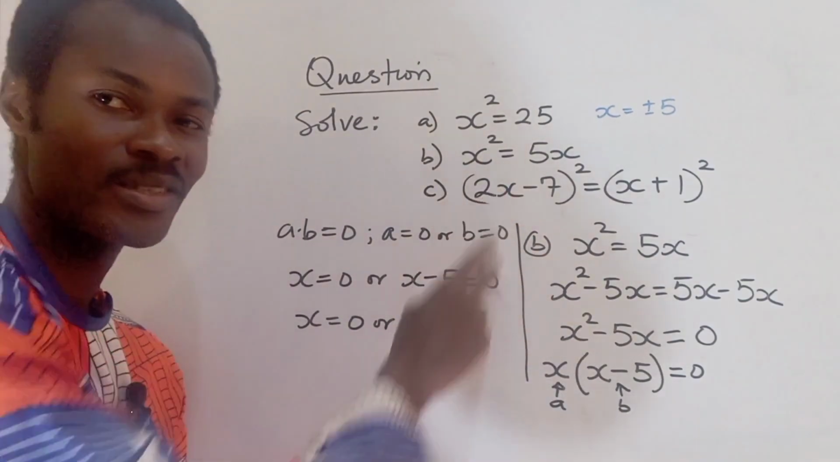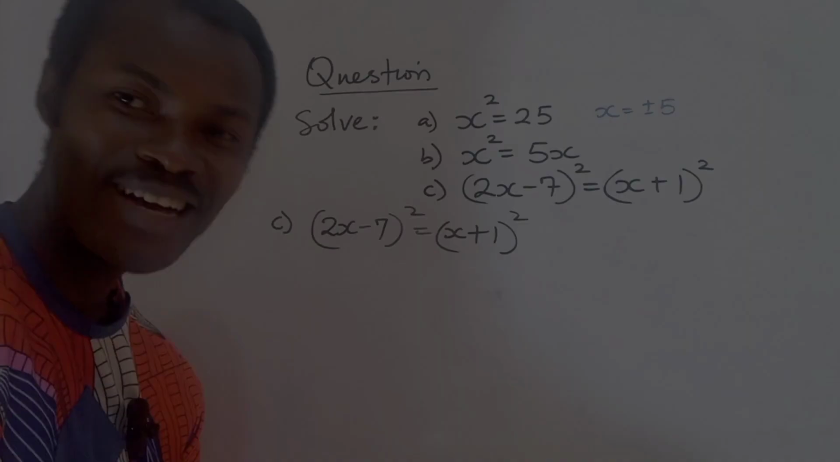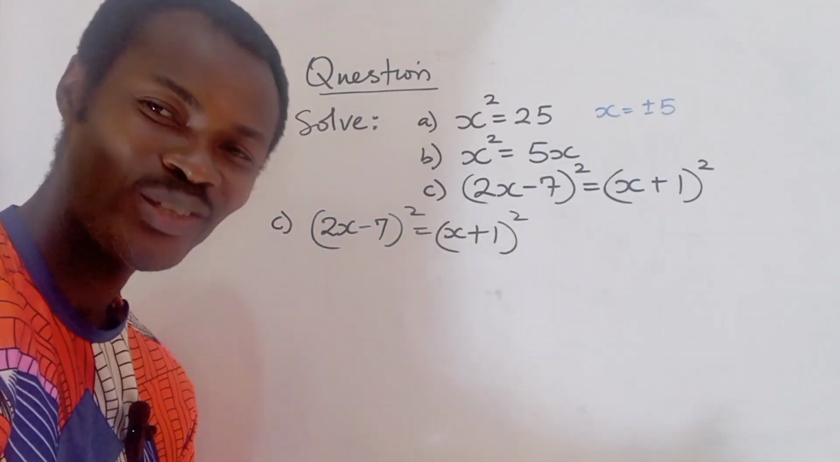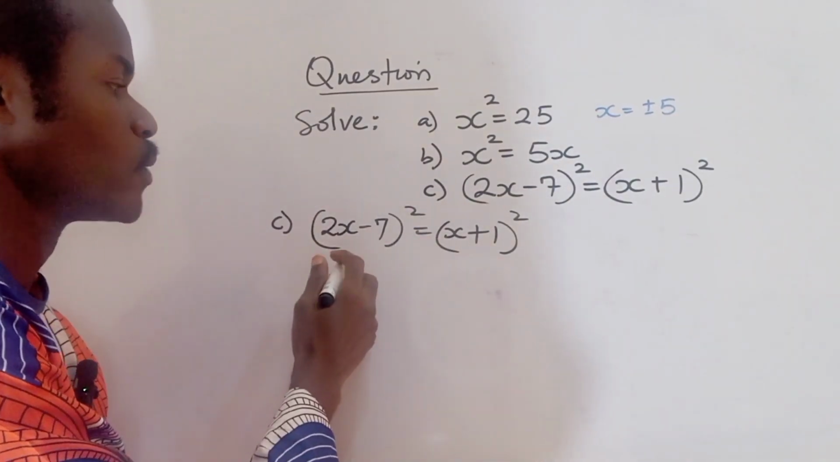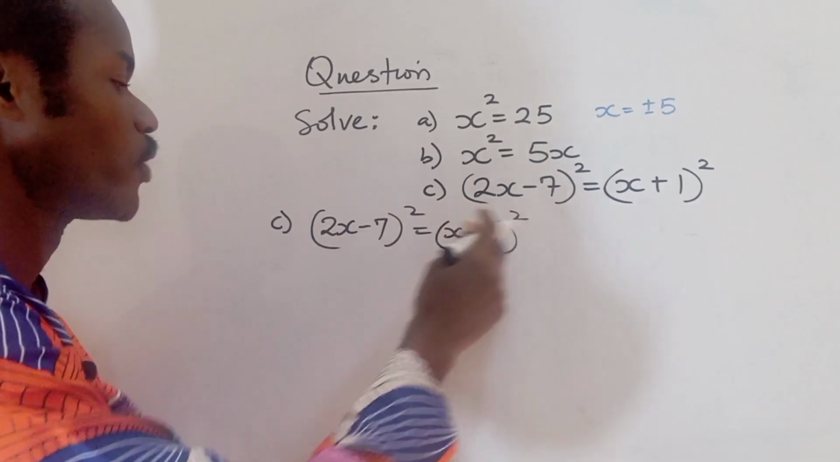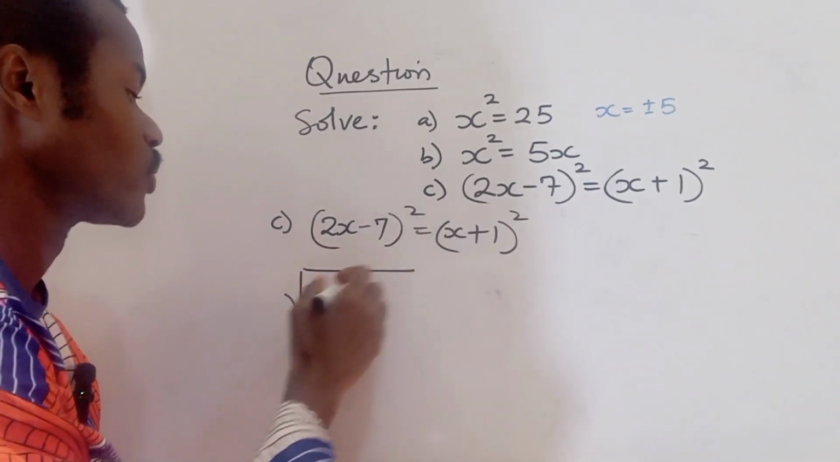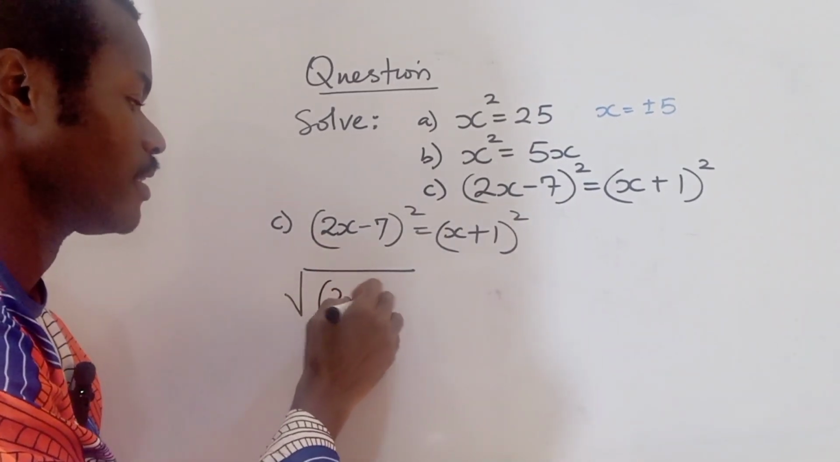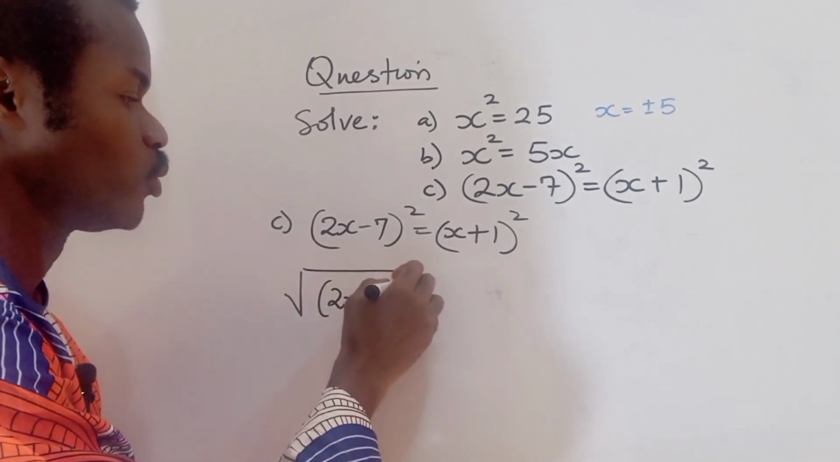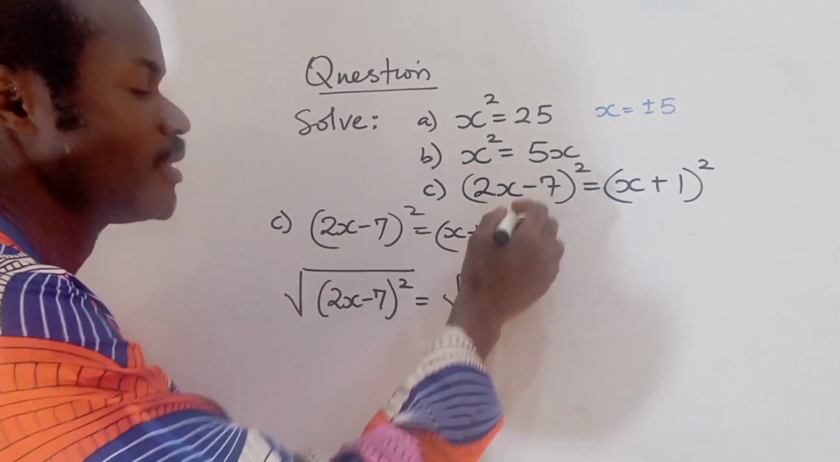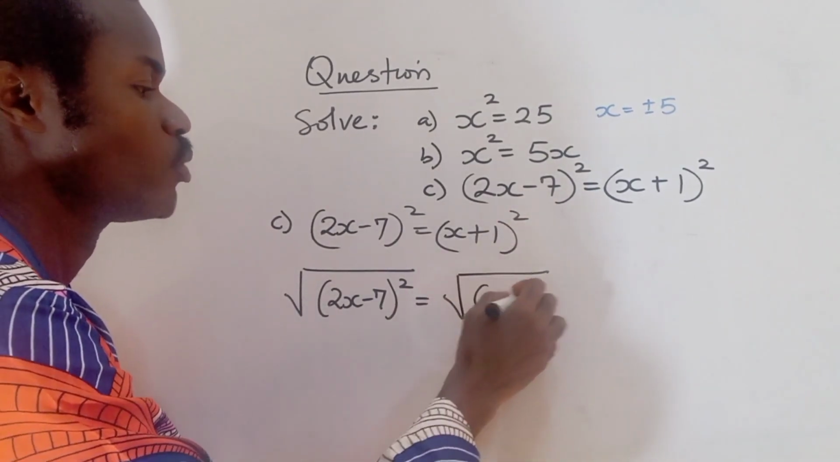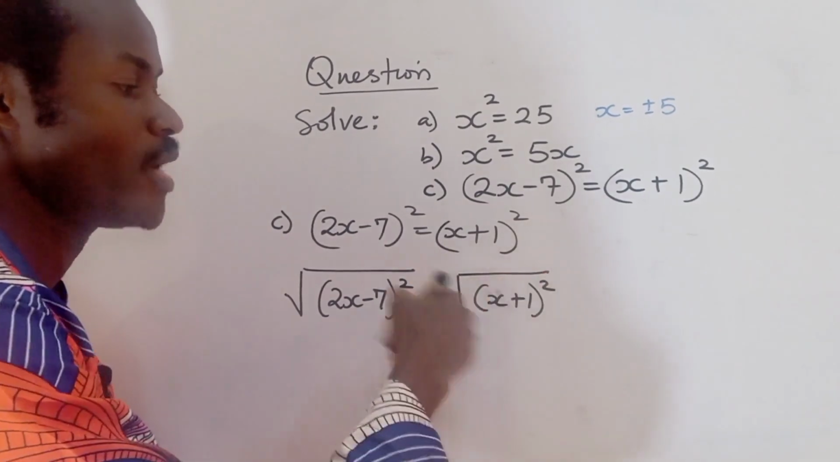And lastly, let's quickly look at this one. For the last one, the incorrect way to solve this is that most people want to say, since we have a square here and a square here, we want to take the square root of both sides. As usual in maths, whenever you want to remove the square sign, you want to take the square root.